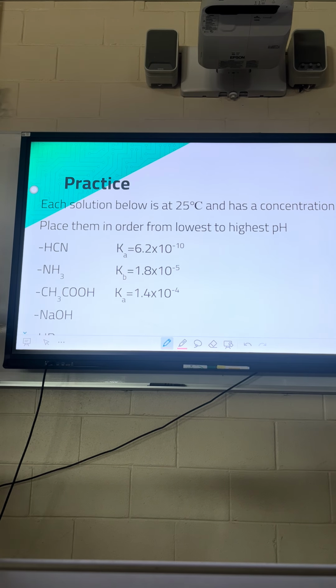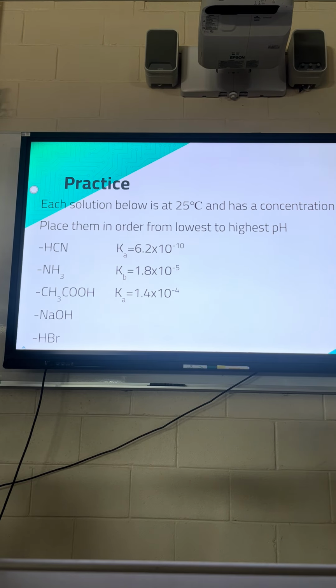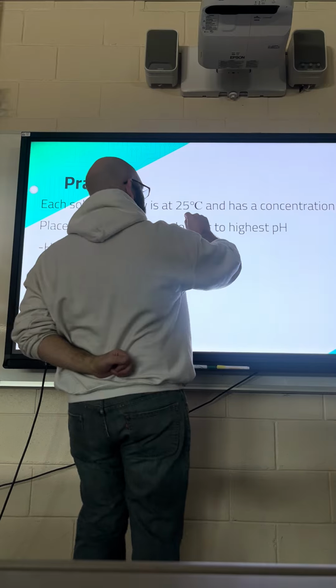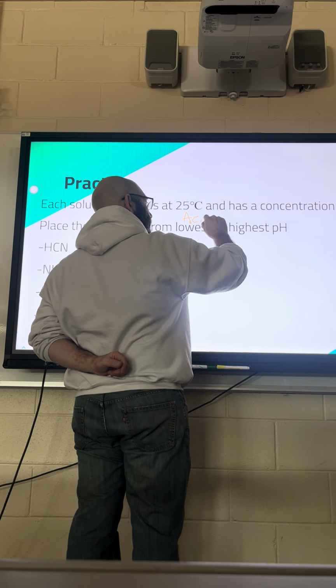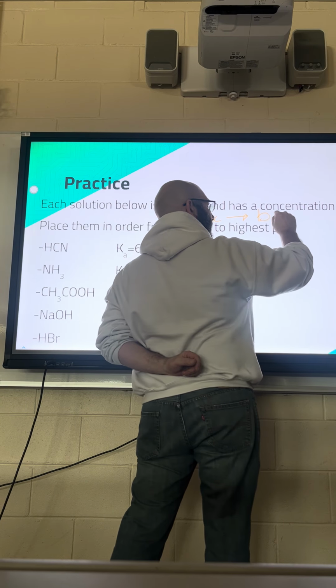All right, let's try another one. Each solution below is at 25 degrees Celsius. They all have the same concentration, 0.1 molar. Place them in order from lowest to highest pH, aka place them from the most acidic to the most basic.